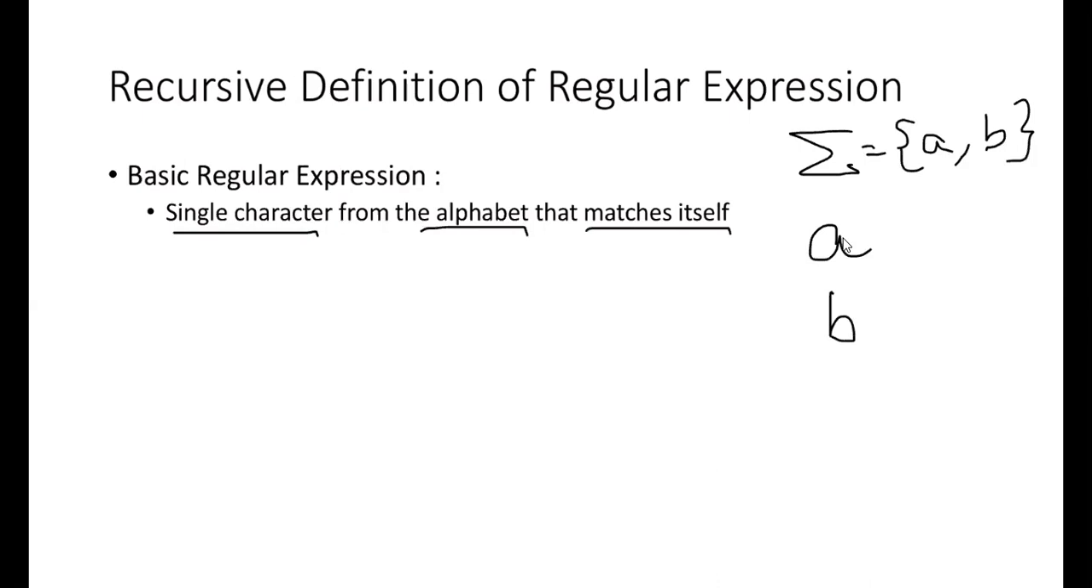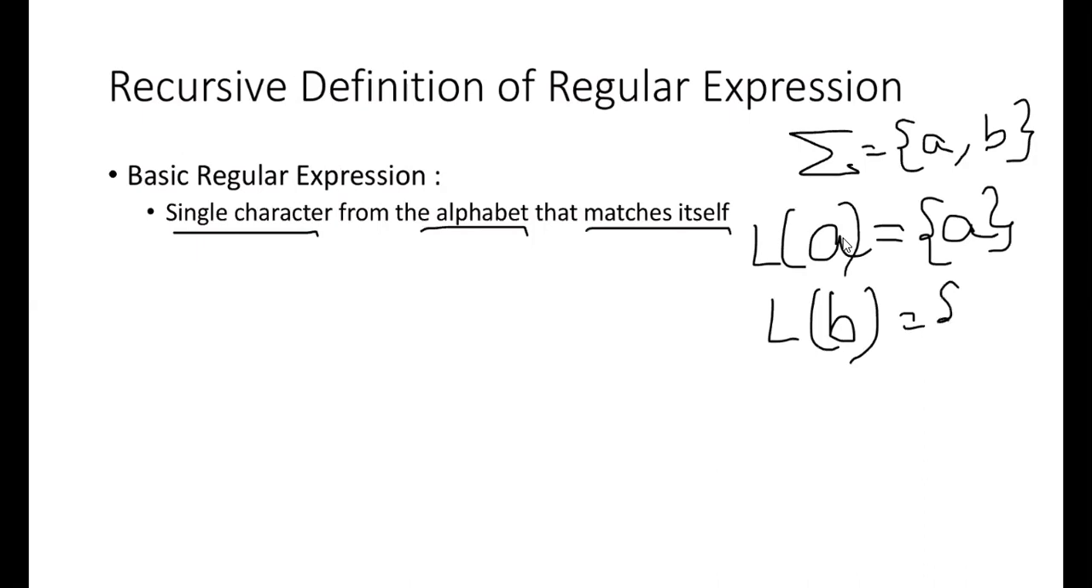So A here is a regular expression, and it consists of the set containing only the string A. This is the language for the regular expression A. Similarly, B is a single character from the alphabet, so B is a regular expression, and the language generated by this regular expression is the string B. So this is your single character, known as your basic regular expression.